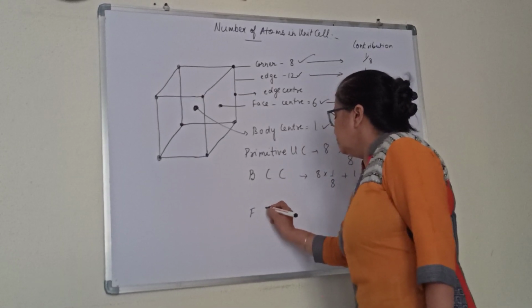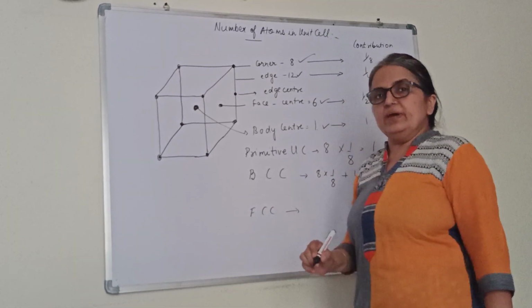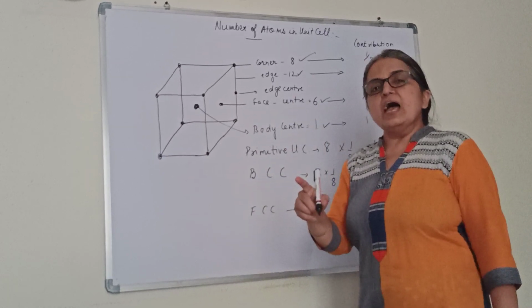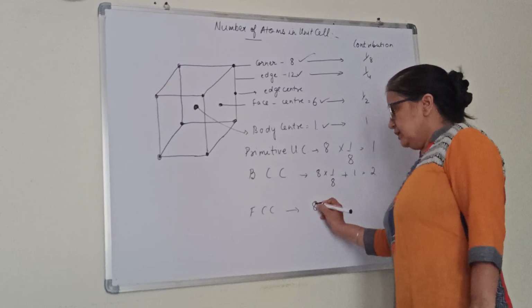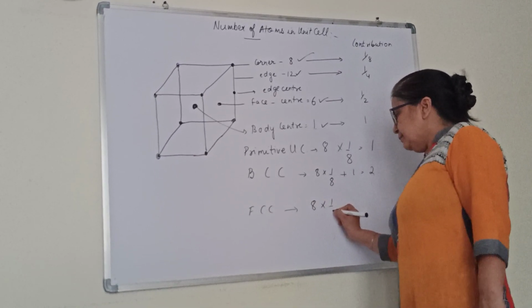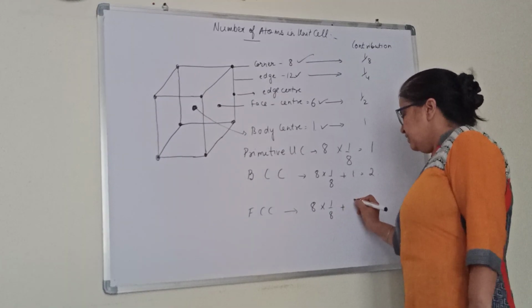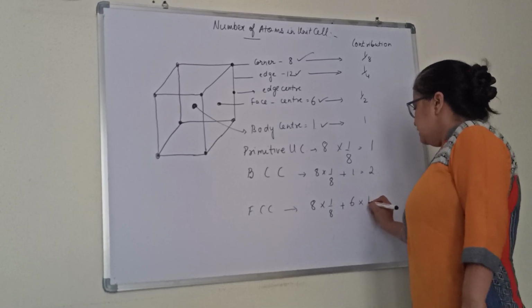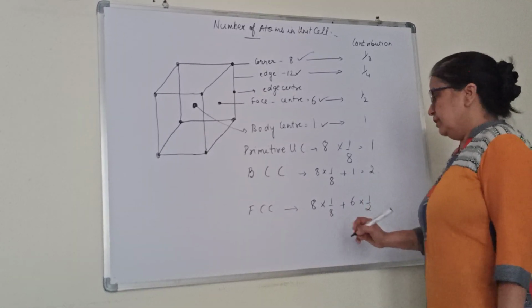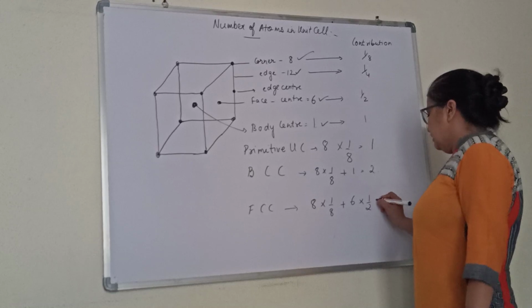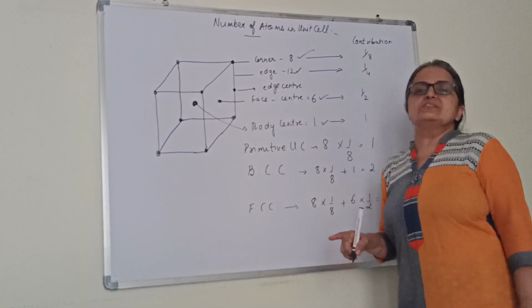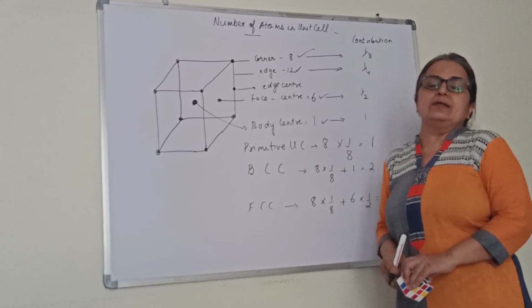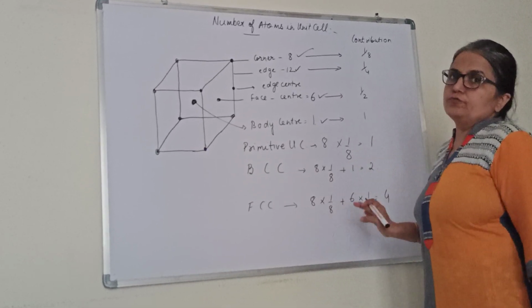Let's see another one. Face centered cubic. What is face centered cubic? All corners and the center of each face is occupied. All corners means 8, each corner contributes 1 by 8, plus all faces, 6 faces, each face contributes half. So this is 1 plus 3, total 4. In face centered cubic unit cell, the effective number of particles per unit cell is 4.